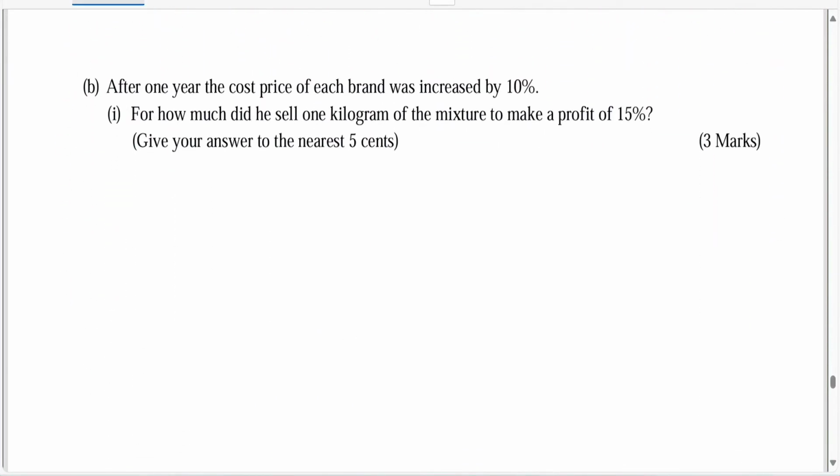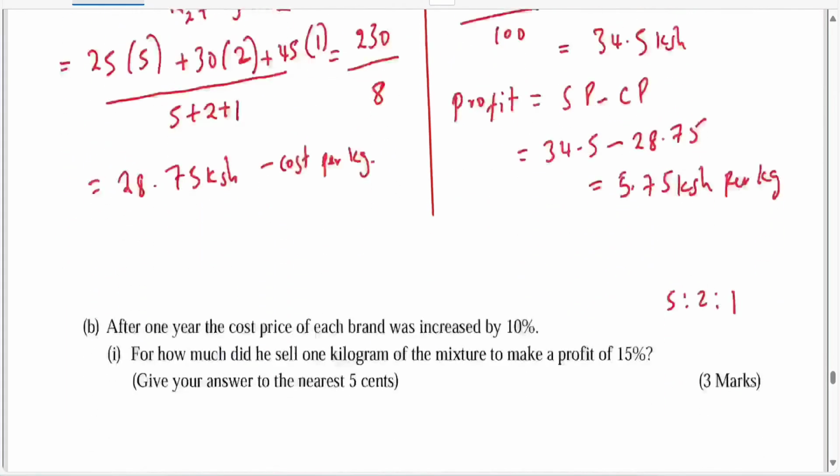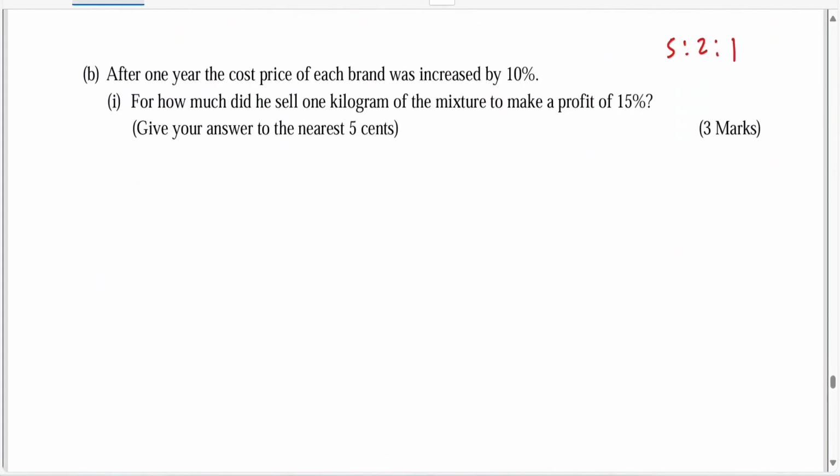Question B says, after 1 year, the cost price of each brand was increased by 10%. So remember the prices for each brand. Kumbuka ratio zilikuwa ni 5:2:1, right? And the cost prices for each brand, if you look at the top of the question, ni ngapi? Ni 25, 30 na 45. So iandike tu 25, tuko na 30 na kuna 45. So this is the cost price of each brand.